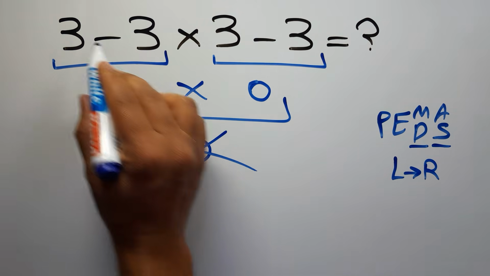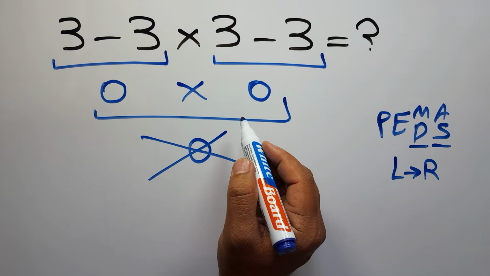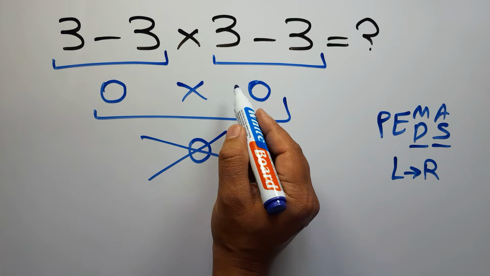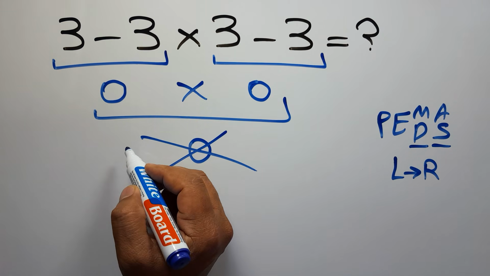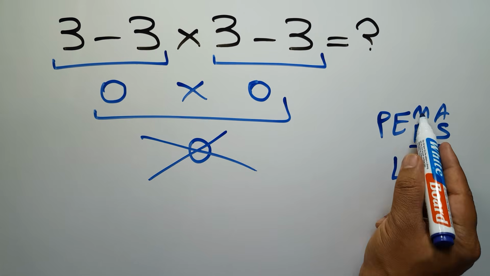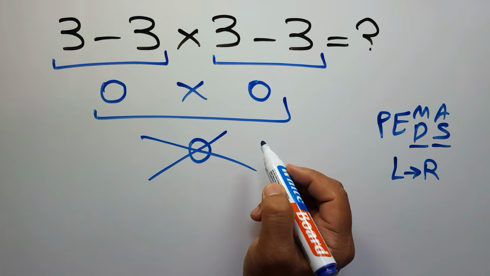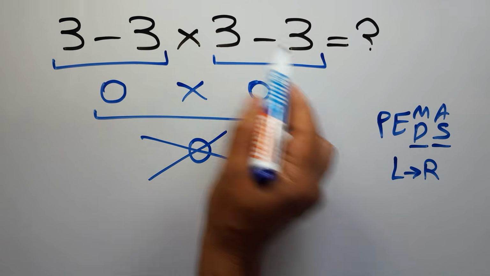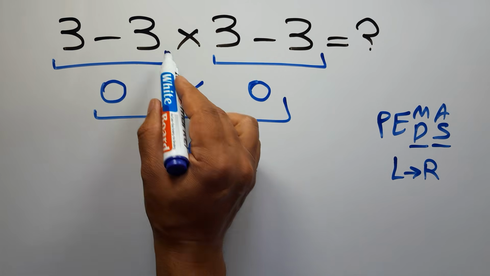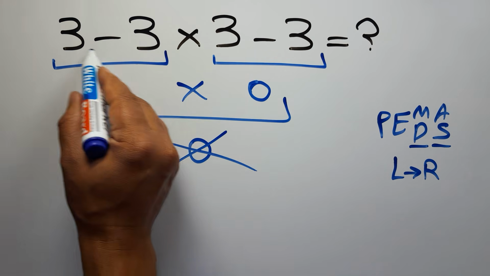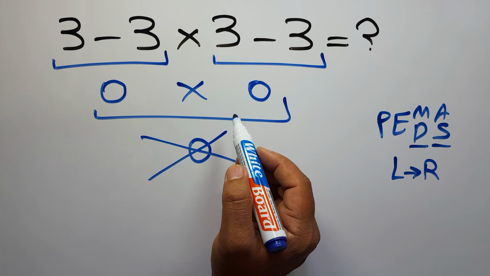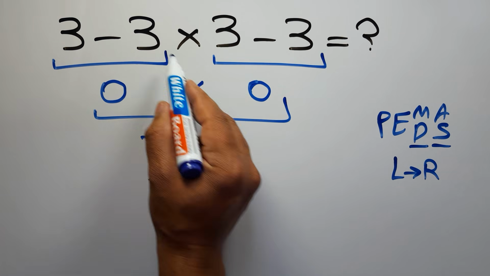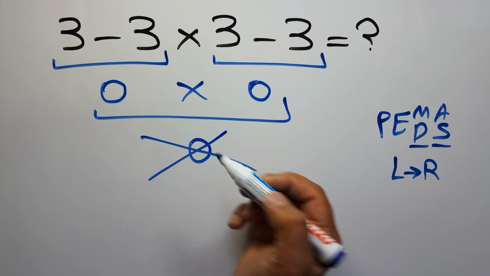In this expression, we have two subtractions and one multiplication. According to PEMDAS, multiplication has higher priority than subtraction, because multiplication comes before subtraction. And when we have more than one subtraction in an expression, we have to work from left to right. So therefore, first we have to do this multiplication, then this subtraction, and finally this subtraction. If we do this subtraction or this subtraction before this multiplication, it is wrong.